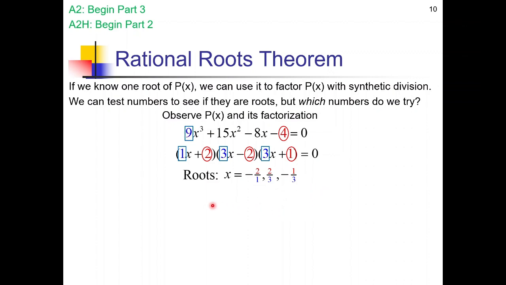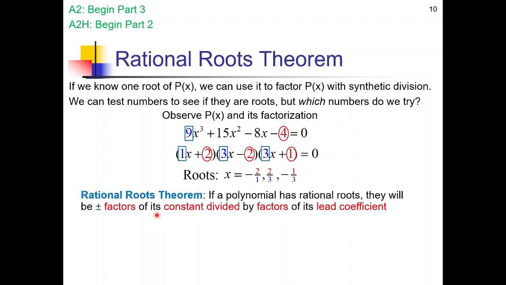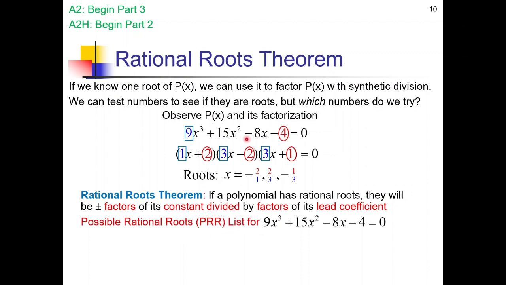So this leads us to something called the rational roots theorem. Here is the rational roots theorem. It says if a polynomial has rational roots, and that's a big if, they don't all, but if they do, they will be positive and negative, plus or minus factors of its constant, like this 4, divided by factors of its lead coefficient, like this 9 here. For example, the possible rational roots list, and we can generate a list for any polynomial, but for the one that we looked at up here, would be as follows. You would have plus or minus factors of 4 over factors of 9.